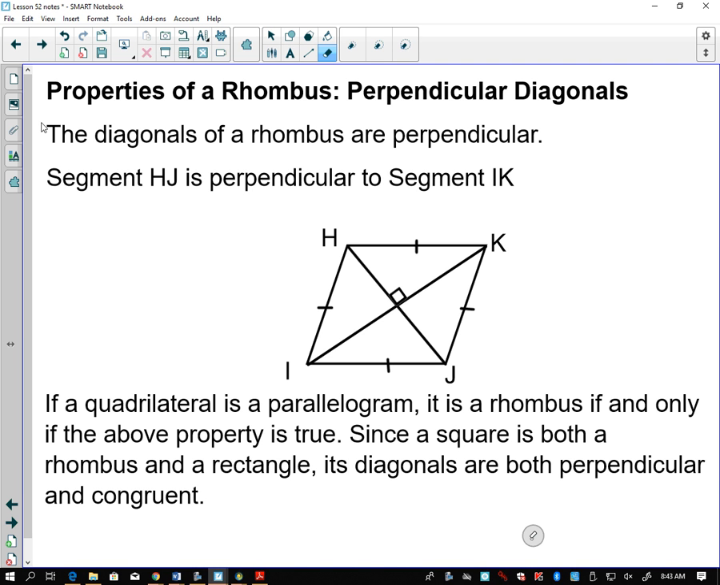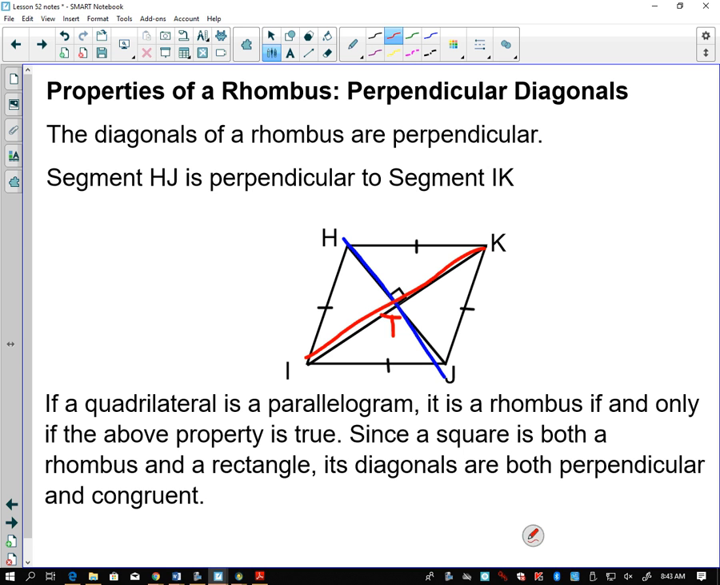All right, so hold on, just looking at this. So HJ is perpendicular to IK. Okay, HJ, this line right here, is perpendicular to IK. Okay, and if we made separate T in here, I know that HT is perpendicular to TK. Okay, or that KT is perpendicular to TJ. Okay, or so on and so forth all the way around. Okay, if a quadrilateral is a parallelogram, it is a rhombus if and only if the above property is true.